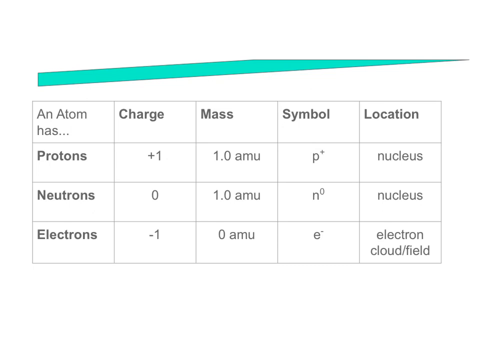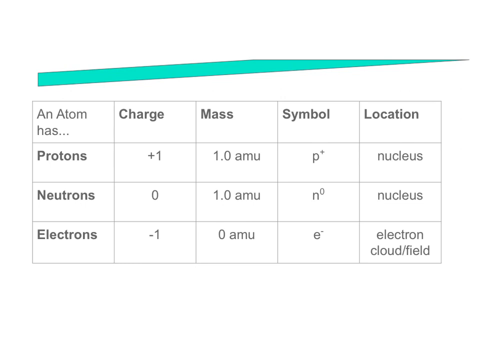So hopefully you paused that video and had some time to think through those charges, masses, and locations, but let's go over it now. So we already talked about the charge of a proton being +1. It has a mass of 1 AMU, and the symbol for a proton is P, and then plus, because it has that positive charge, and that is located in the nucleus.